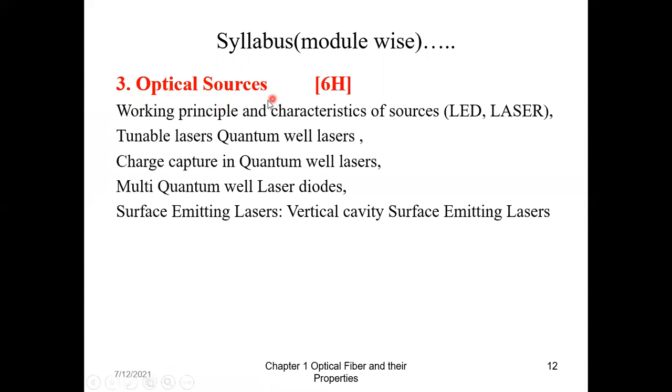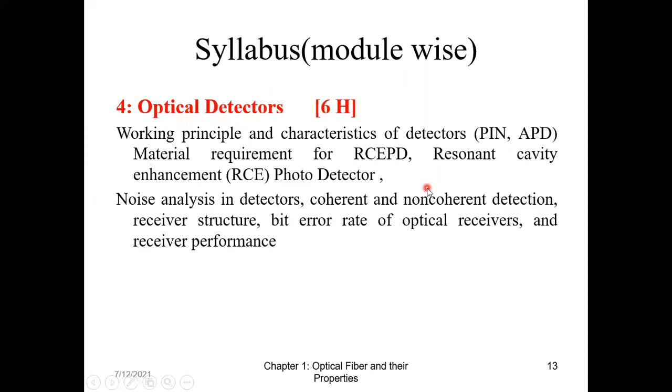Module 3, optical sources. We have right now only 2 kinds of sources, LED and laser. So we will be studying lots of theory and derivations about LED and laser, and then these are all theoretical questions. For LED and laser, maybe we have numericals. But in tunable laser and these other 4 topics, we don't have any numerical. So remember, module number 3 is from Harold Columbus.